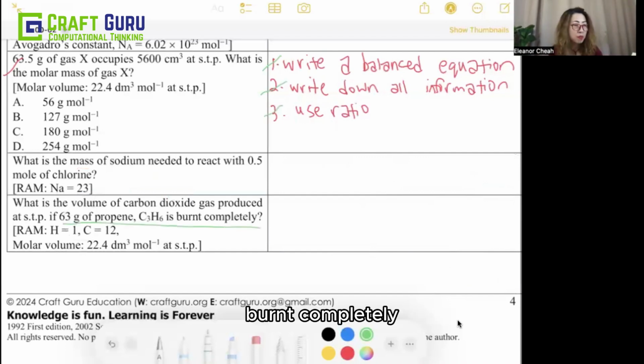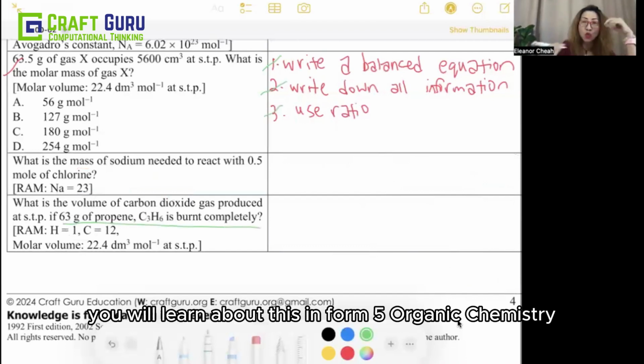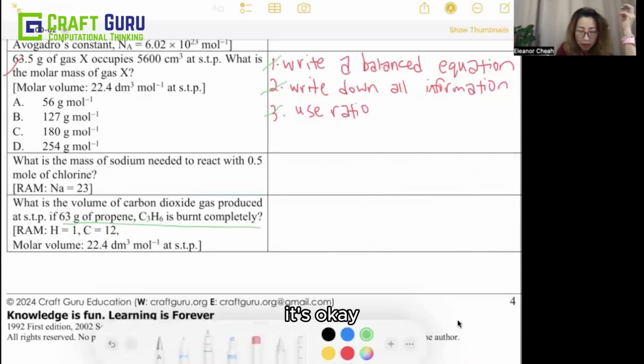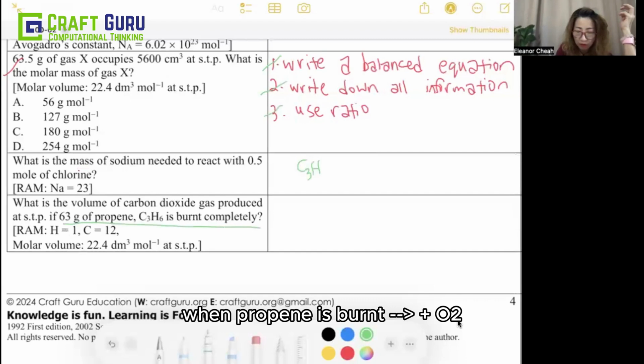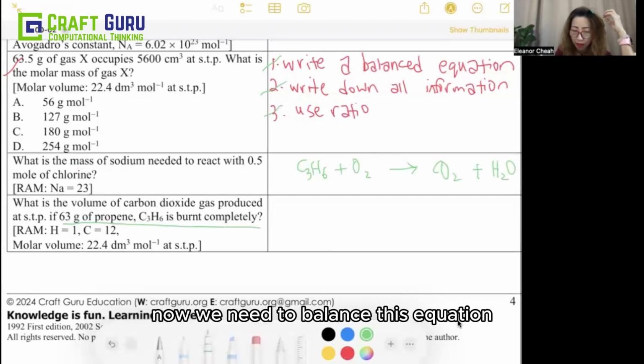completely? Burned completely, that means we have enough oxygen to burn it. You will learn about this in Form 5 Organic Chemistry. So if you don't know how to write the chemical equation, it's okay. Anyway, when propene is burned plus O2, it always produces carbon dioxide and water. Okay, now we need to balance this equation.